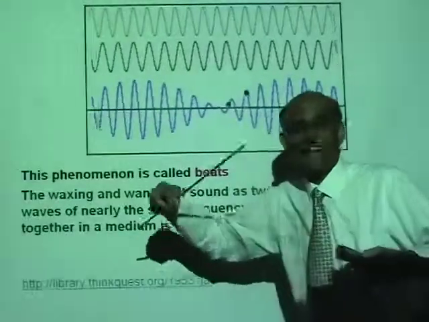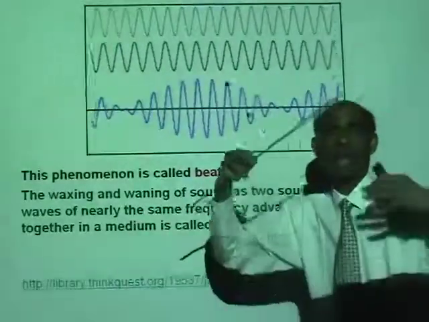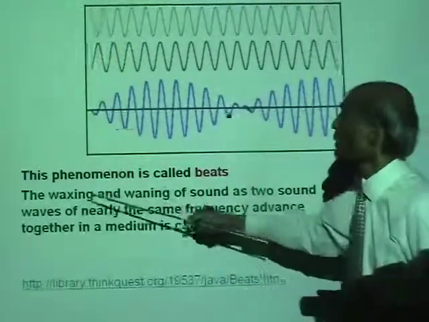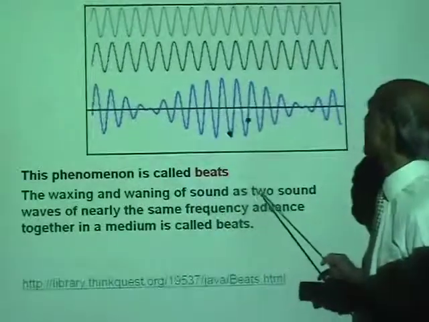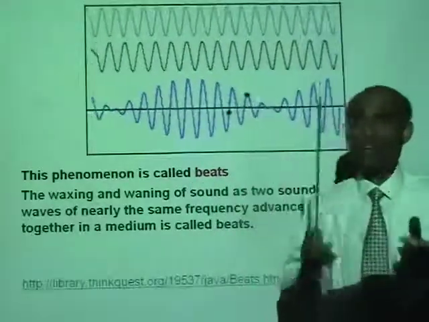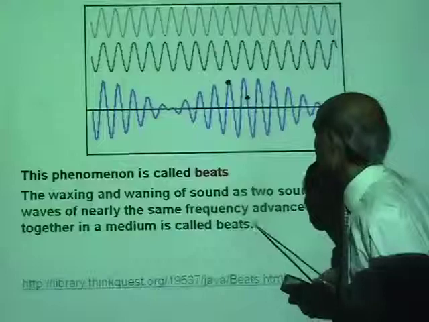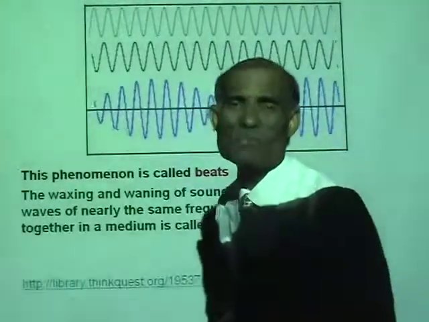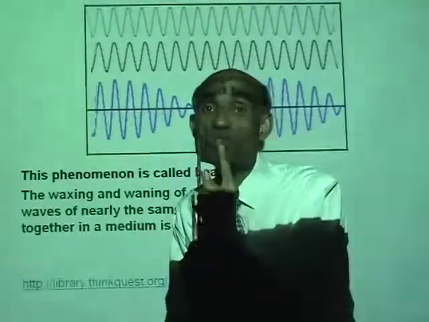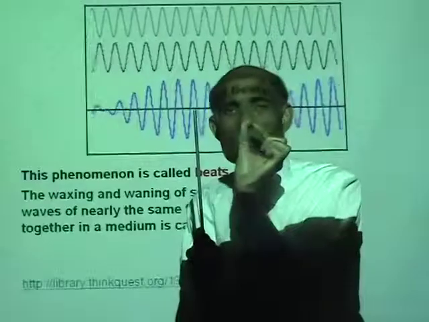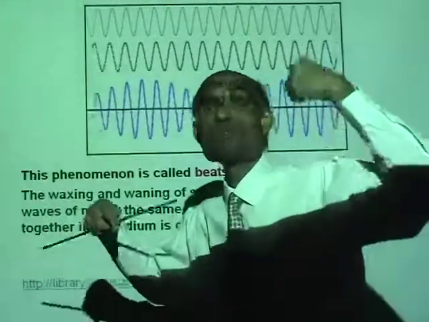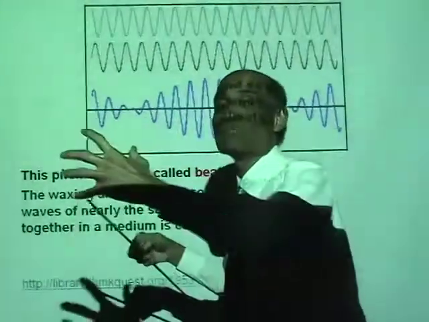And you hear the waxing and waning of sound. Loud sound, no sound, loud sound, no sound. So this waxing and waning of the sound as two sound waves advance in the same direction is actually called beats. Now, what is the prerequisite for producing beats? The frequency difference should not be too much. The frequency difference must be very small. If the difference between the frequencies is very large, there will be too many beats which will sound continuous.